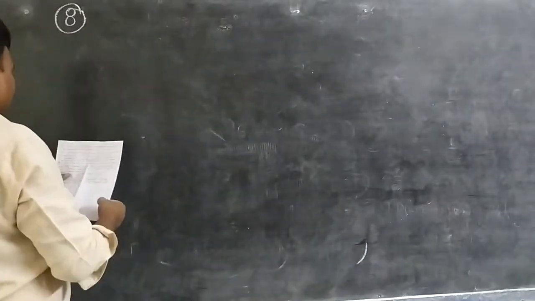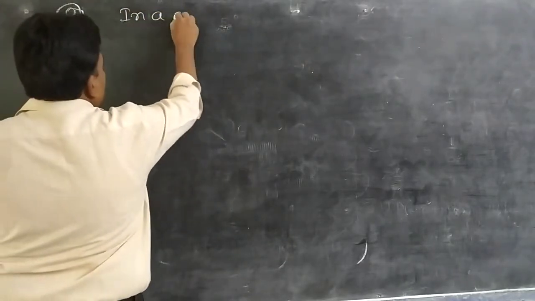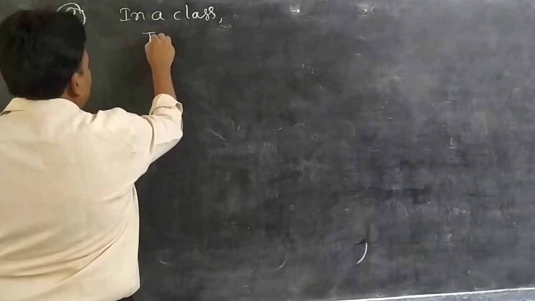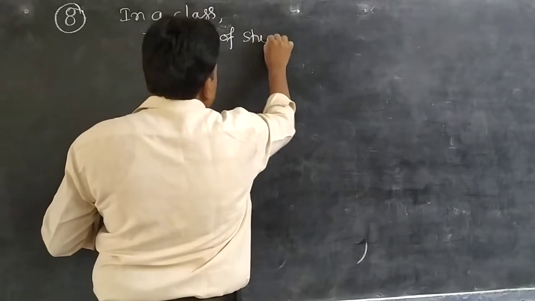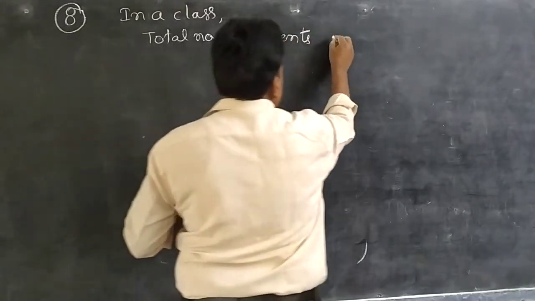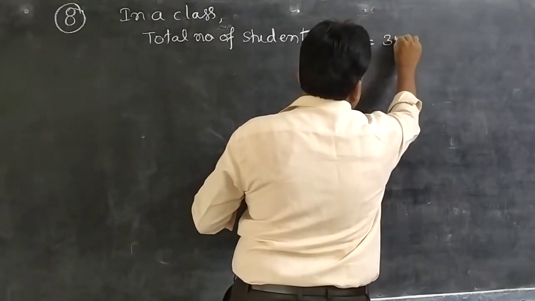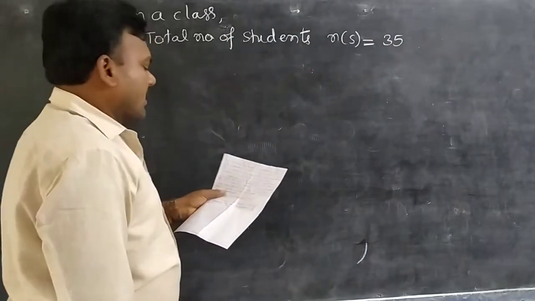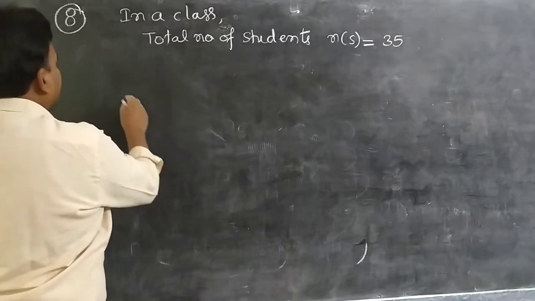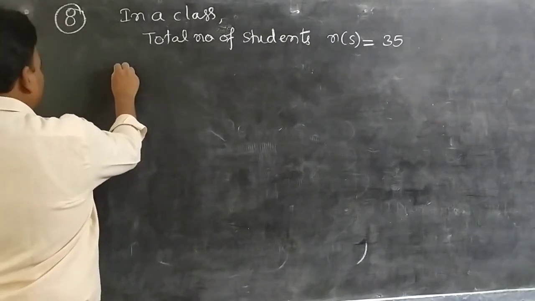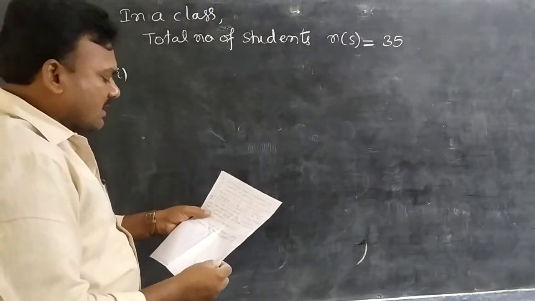So what has he observed, students? In a class of 35 students, the total number of students is considered as the sample space. N of S equals how many students? 35 students. But here 28 bring junk food. So what about the remaining students?